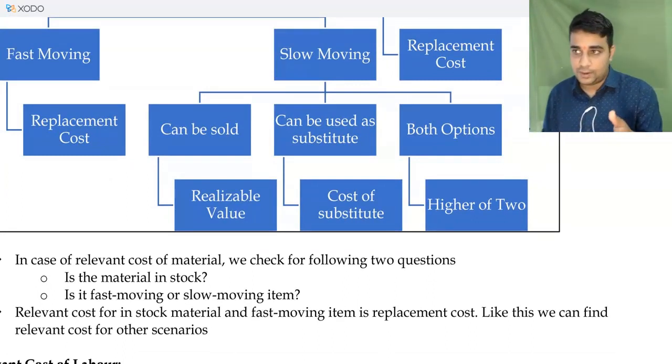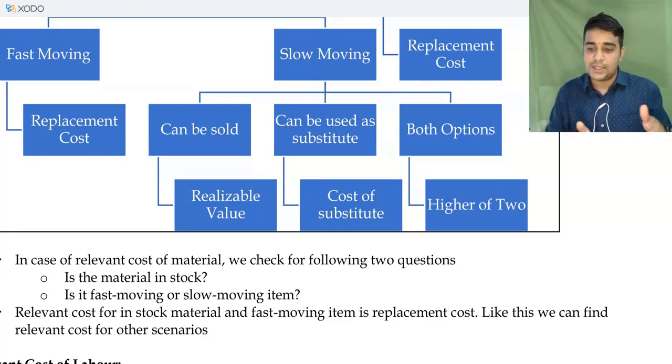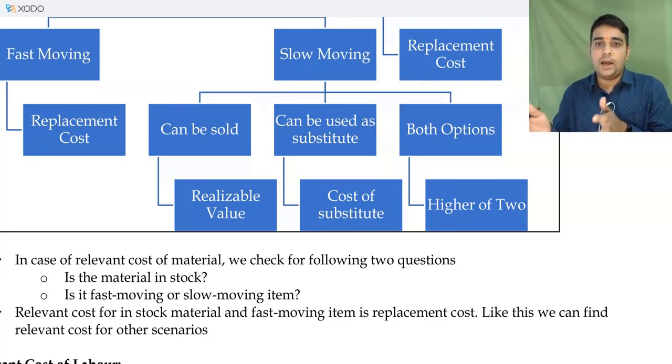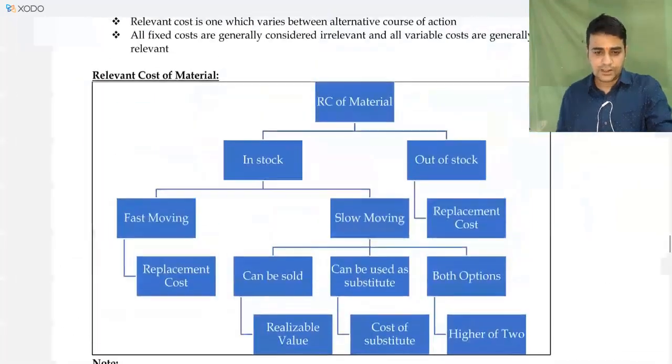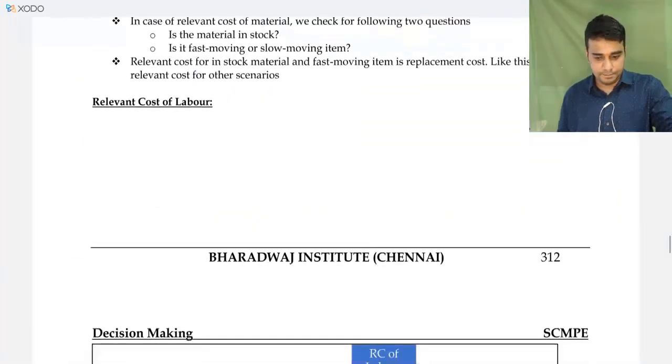First class I'm doing only relevant costing. Next class onwards, 2 hours would be a practical based portion, 1 hour could be a theory based portion. I may mix it. So relevant cost of material, page 312.